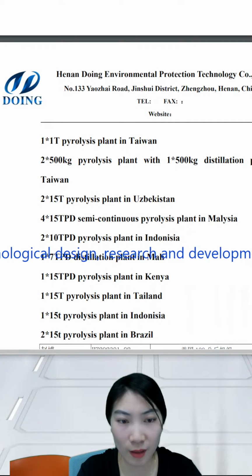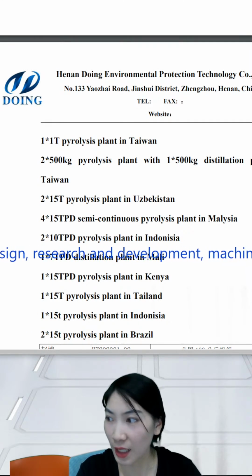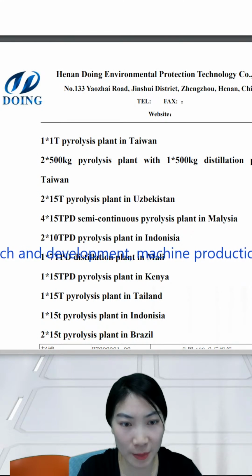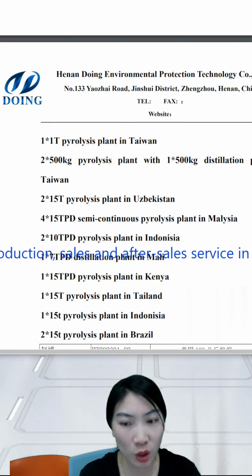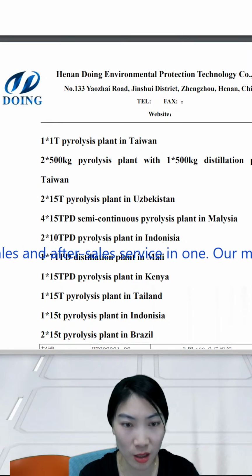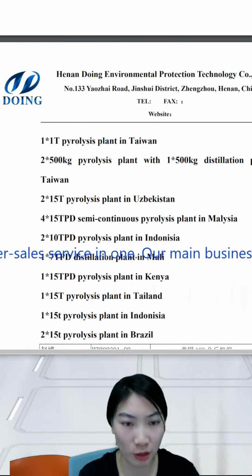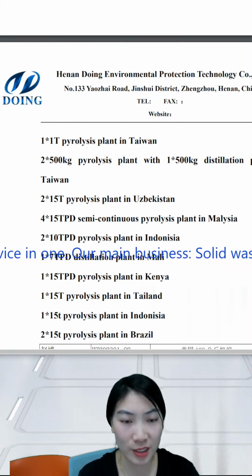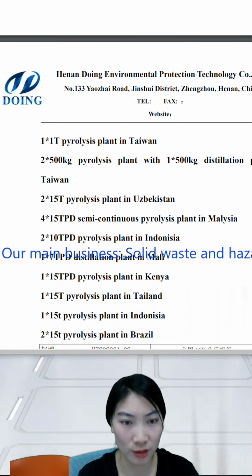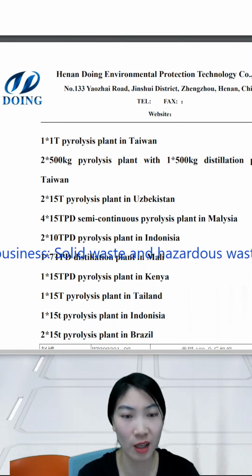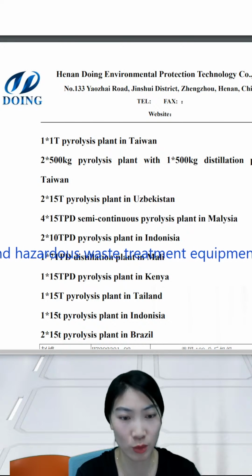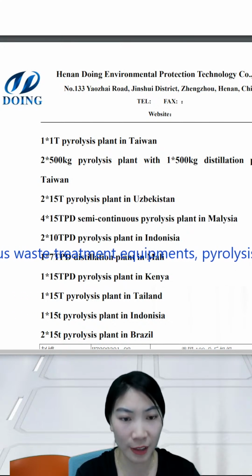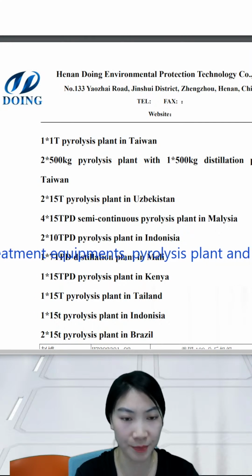There is a 1 ton pyrolysis plant in Taiwan and 2 sets of 500 kg pyrolysis plant with 1 set of 500 kg oil distillation plant in Taiwan. Actually, normally this is not a small project. If you are worried about your raw material, you can first consider a trial order, a small pyrolysis machine. We have the smallest machine at 100 kg. You can test first before your project. 500 kg is also a trial machine.